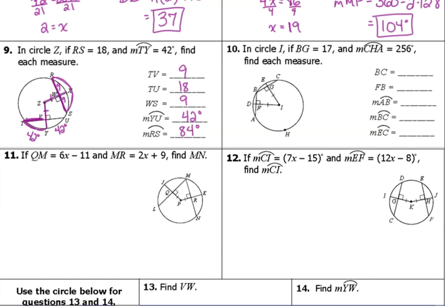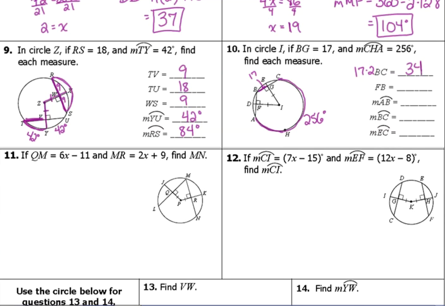Let's look at number 10. In circle I, BG is 17. So let's just draw ourselves a little arrow right there for BG, that's 17. CHA, that is a major arc. So from C to H to A, that's 256 degrees. Okay, first thing they ask for is BC. BC is that entire chord where BG was 17, so BC is 34. 17 times 2.